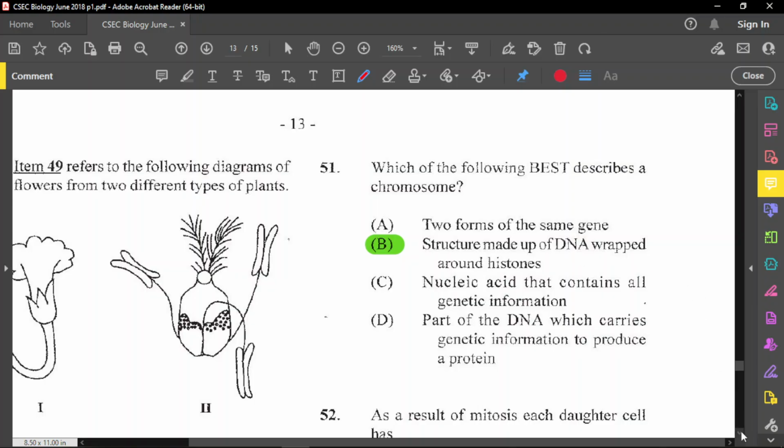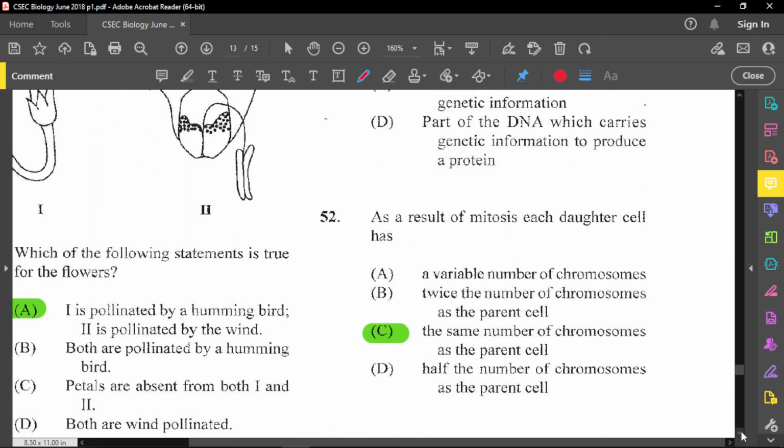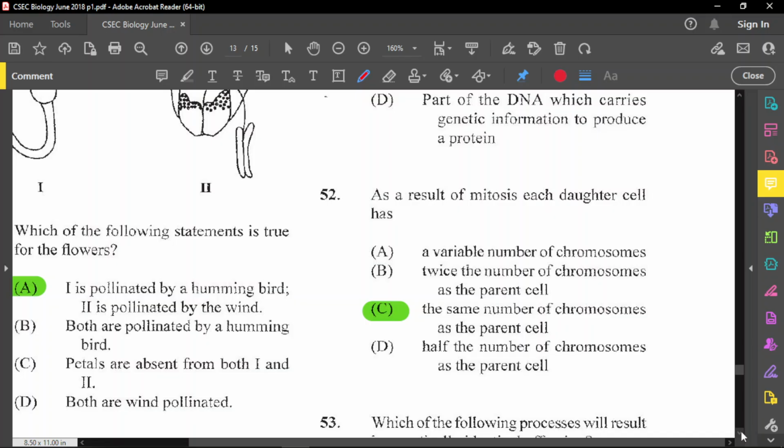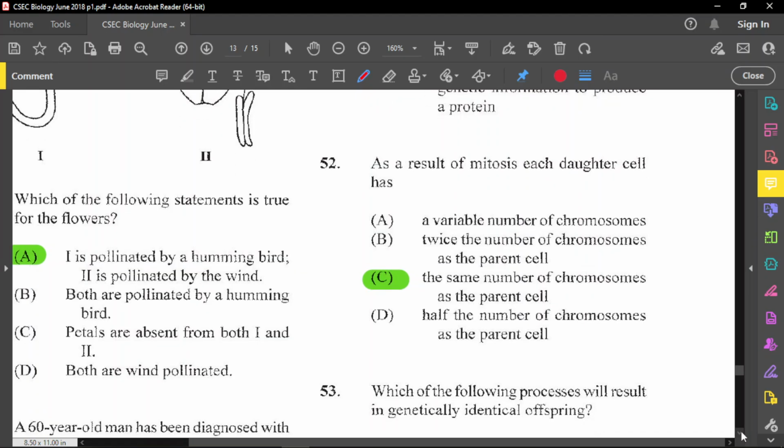And now, question number 52, it said, as a result of mitosis, each daughter cell has what? And it said the same number of chromosomes as the parent cell. There's no need for debate about that, because remember, mitosis produces diploid cells, right? And diploid cells will have the exact number of chromosomes and also cell parts compared to the parent cell. So yeah, C is absolutely correct.